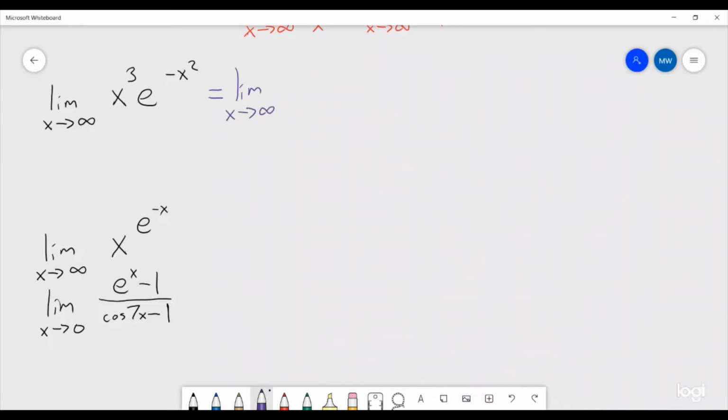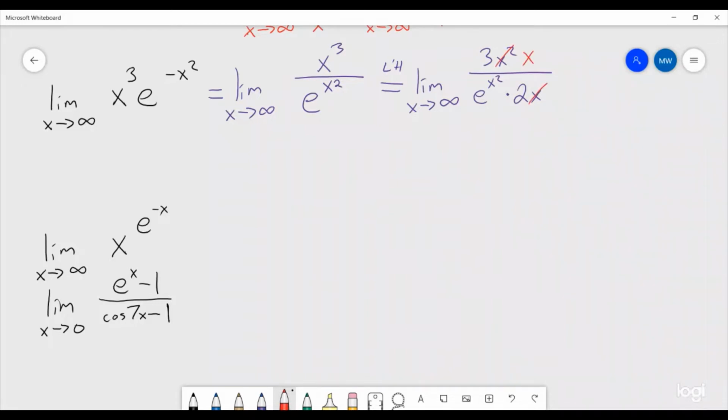So this becomes the limit as x goes to infinity of x cubed, which stays on the top, over e to the positive x squared on the bottom. Now this is infinity over infinity, so we can use L'Hopital's rule. L'Hopital's rule says we take the derivative of the top, so that becomes 3x squared, and then the bottom is e to the x squared times the derivative of the exponent, which is 2x. Now we can cancel an x from each term, so we're left with 3x over 2e to the x squared.